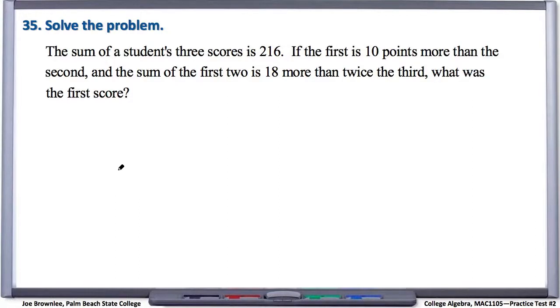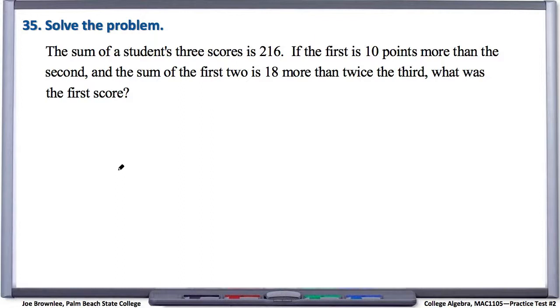All right, number 35, solve the problem. We're told the sum of a student's 3 scores is 216. If the first is 10 points more than the second, and the sum of the first 2 is 18 more than twice the third, what was the first score?